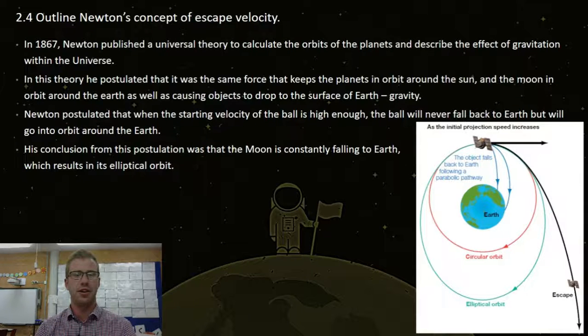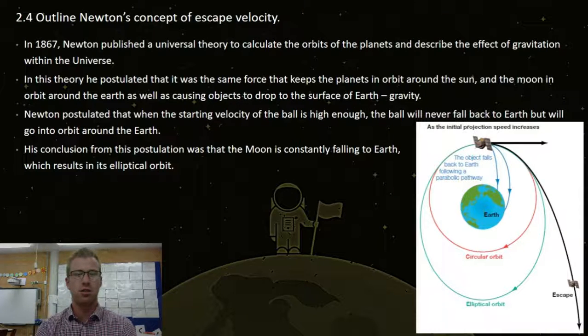So in his theory, he postulated that it was the same force that keeps the planets in orbit around the Sun and the Moon in orbit around the Earth, as well as causing objects to drop to the surface of the Earth. And we know this as gravity. So underline gravity for me, okay? That's a key word that has been brought up in several of these videos.